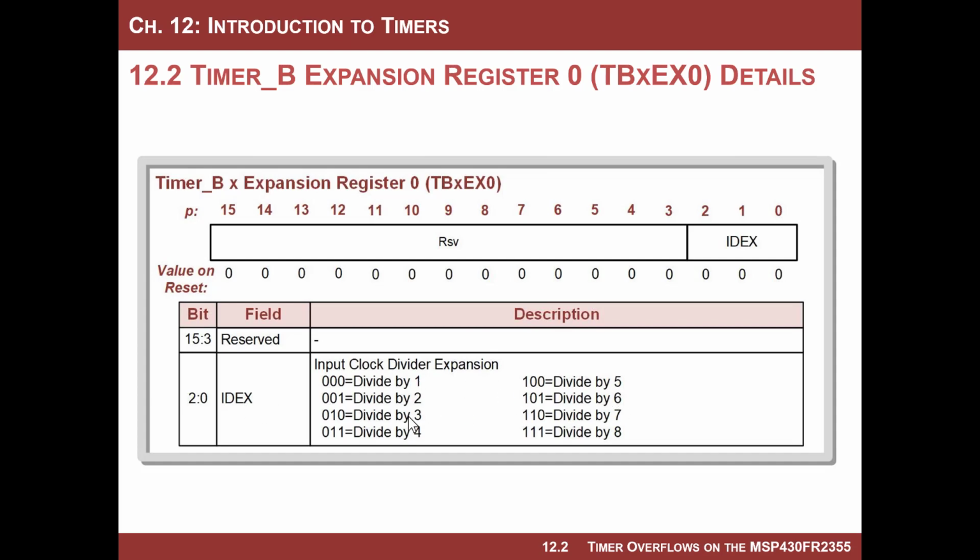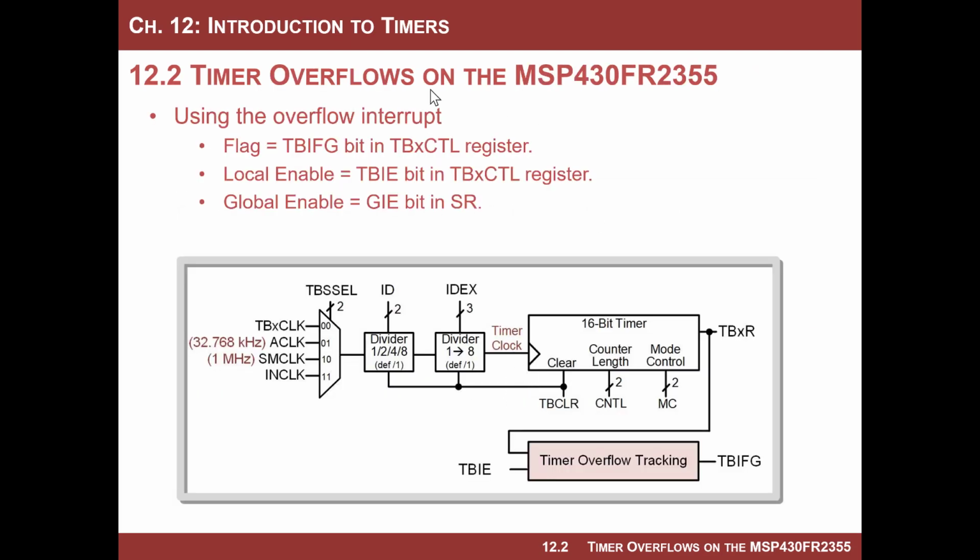So you can see that this is the one that divides from 1 up to 8 and provides all the values. Okay, once we configure the clock to know the period of the clock and the length of this, we can determine how often it's going to overflow. What happens when it overflows? We can use this circuit down here, which tracks when there's overflows, to generate an interrupt. When it overflows, it's going to set a flag, and the flag is called TBIFG.